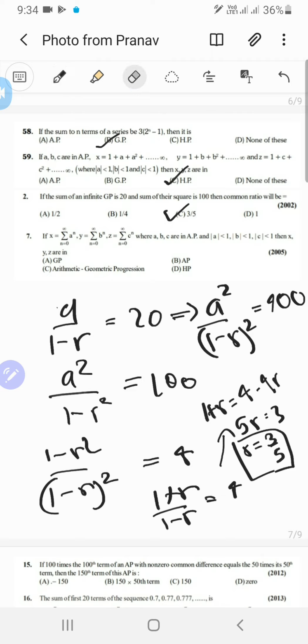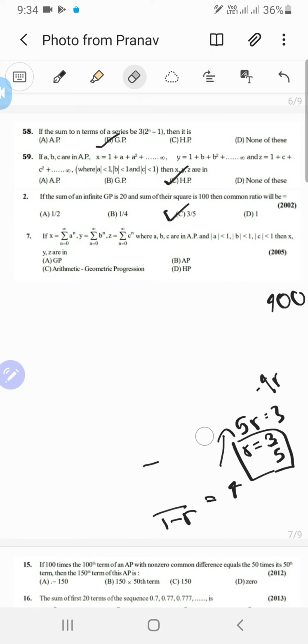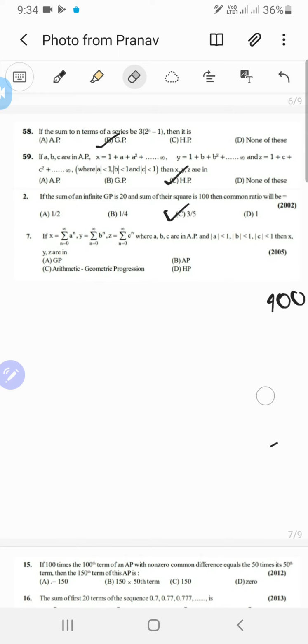Okay, that's nice. The next question is, if x equals the summation from n equals 0 to infinity of a to the nth power, and then y equals this thing but with b this time, and then z equals this thing with c. This is almost the same as the previous question, where a, b, c are in AP, and oh, come on, this is the same question as this 59th one. So yeah, it's supposed to be harmonic progression like that. x, y, z are in harmonic progression. Too easy.